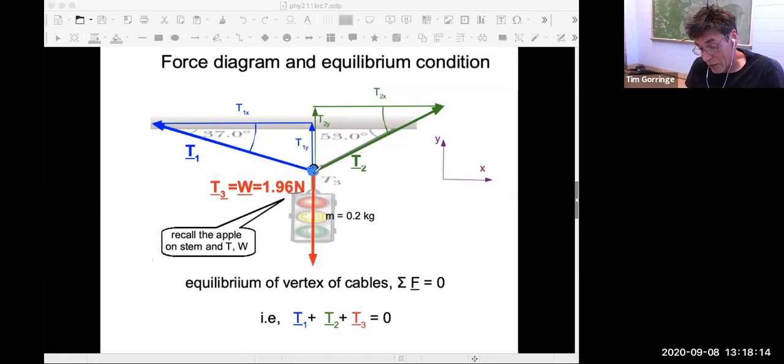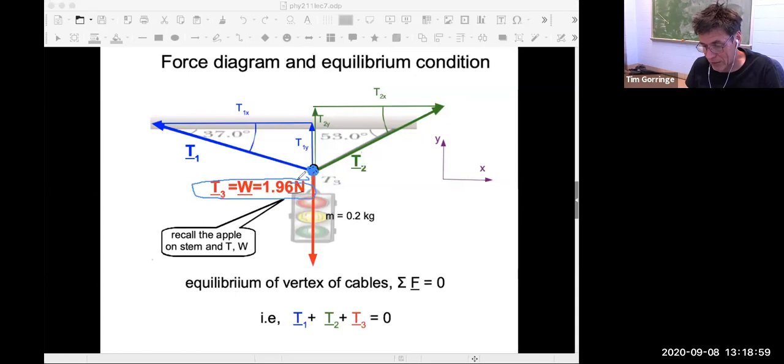Now, there's an important point here. There's one tension vertically downwards in string 3. There's one over towards the left in the blue string, one over towards the right in the green string. We actually know the tension in this string that's immediately above the traffic light, because that string is supporting the traffic light. It must be counteracting the weight of the traffic light. The weight of the traffic light is the mass of the traffic light times the acceleration of gravity. That comes out to be 1.96 newtons. So that tension force, T3 we call it, is 1.96 newtons. So this guy we know.